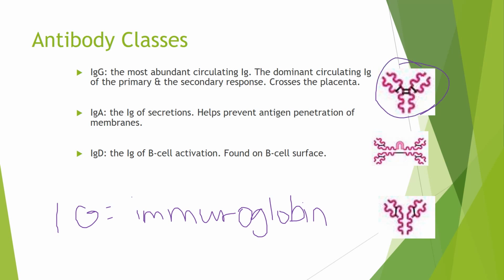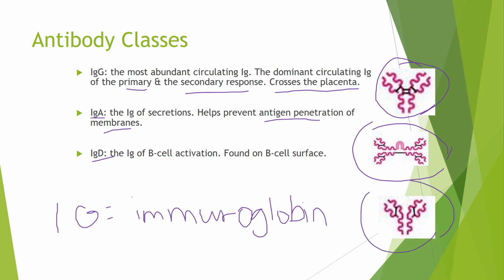So we'll have IgG, immunoglobulin G, and this is the most abundant circulating immunoglobulin, and it has this structure to it. And this is responsible for the primary and secondary responses that we see, and this is what's able to cross the placenta when we are in utero. Immunoglobulin A, this is responsible for preventing antigen penetration of different membranes, and so the structure is a little bit different than immunoglobulin G. It helps to protect the body from inhaled or ingested microbes.